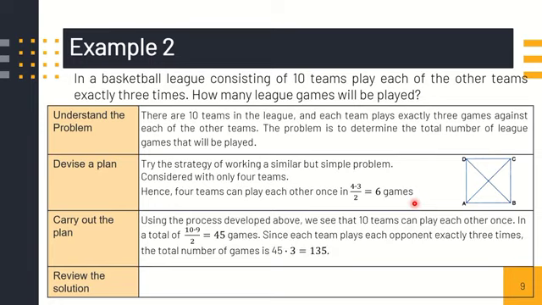Using the process developed above, we see that 10 teams can play each other once in a total of 10 times 9, divided by 2, we have 45 games. Since each team plays its opponent exactly 3 times, the total number of games is 45 times 3, that is 135 league games will be played. So, by using a similar problem, we can solve this kind of problem. So, to check, we can make an organized list, okay? We're gonna check if our answer is correct.